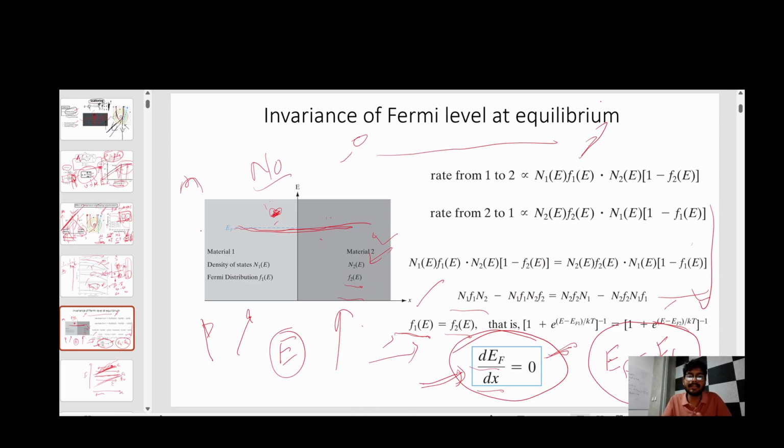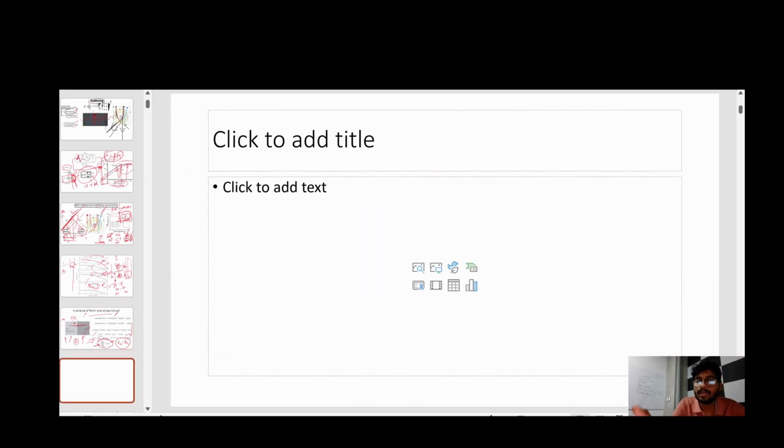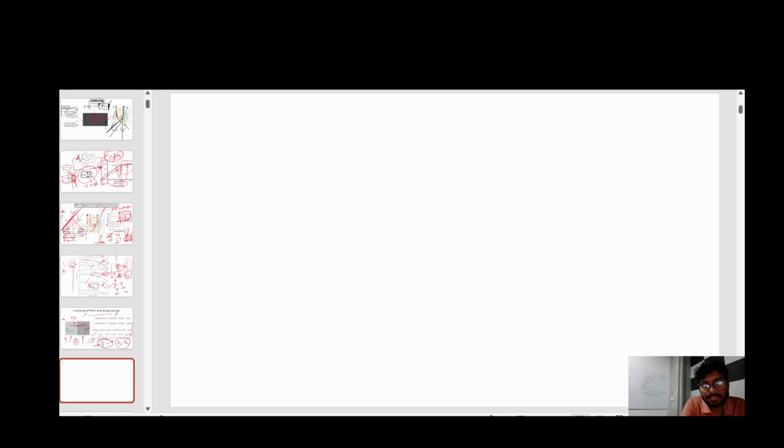When you apply the field, there are two things you can note down: when there is a current in a semiconductor. I'll take a new slide. This is the conduction band, this is the valence band, and this is the Fermi level EF, with EC and EV. This is when I is equal to 0.